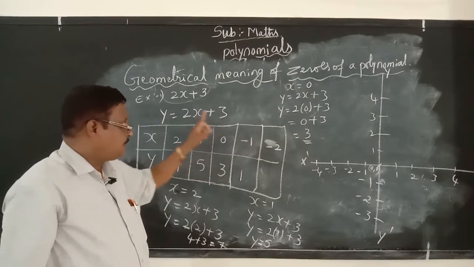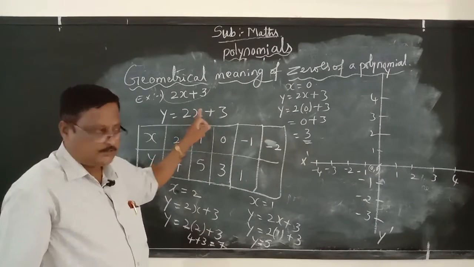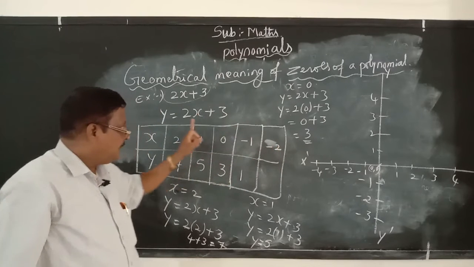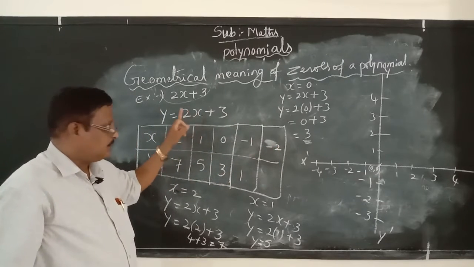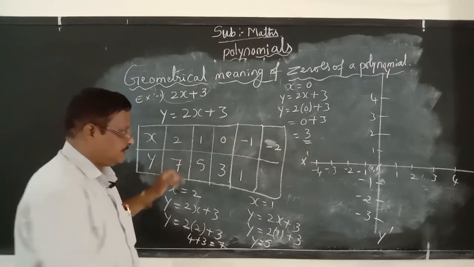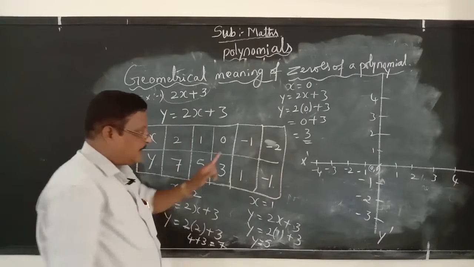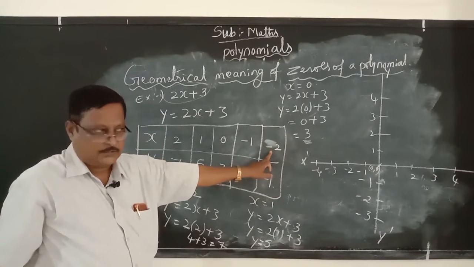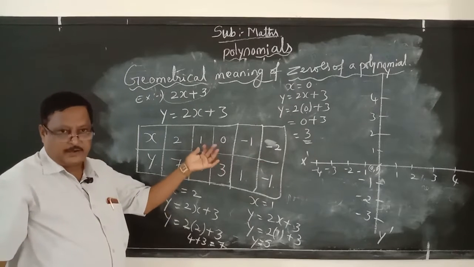When x is minus 2, here instead of x you put minus 2. Here this is 2 into minus 2, is nothing but minus 4, plus 3 is nothing but minus 1. You calculate both these values. Next, you draw a graph.